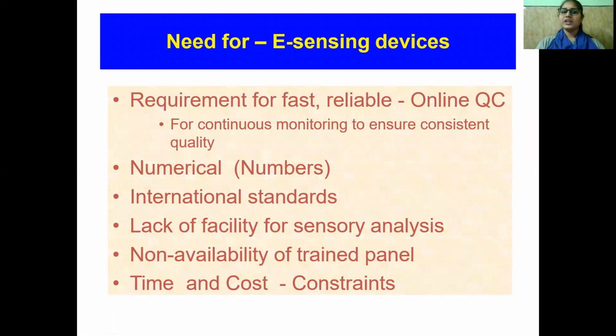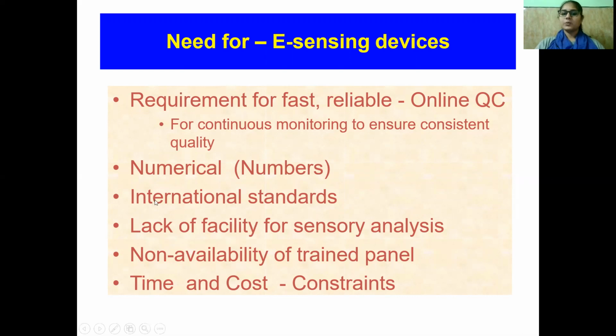So why do we need electronic sensor devices? We require fast, reliable, online quality control for continuous monitoring to ensure consistent quality of the food product. Because if we do subjective sensory analysis, it will fluctuate. Sometimes we like these products and sometimes not. It totally depends on our mood. So subjective sensory analysis is quite difficult, and we require fast and reliable results.